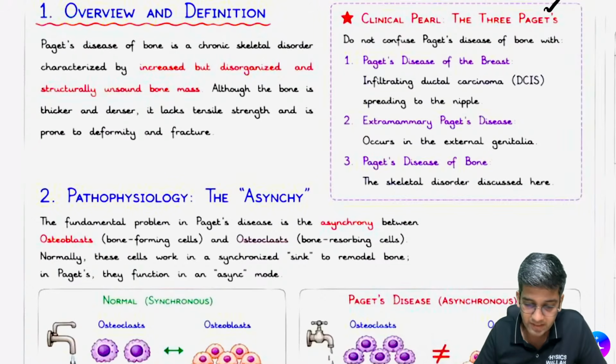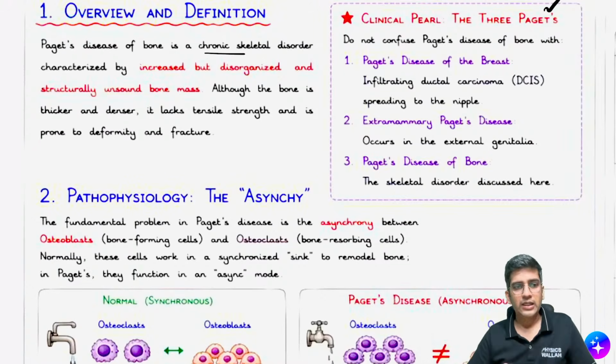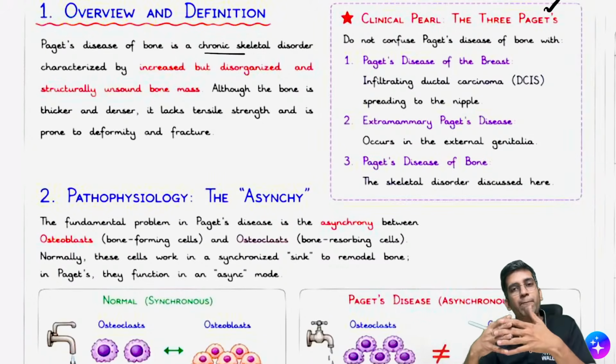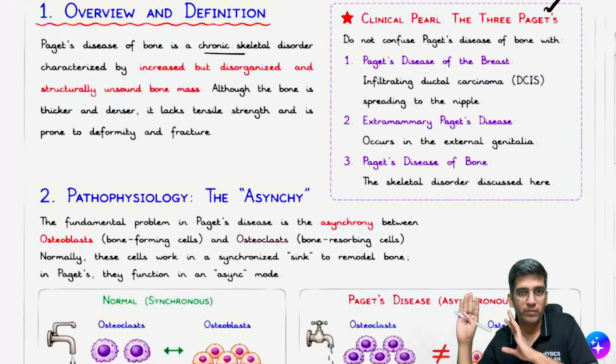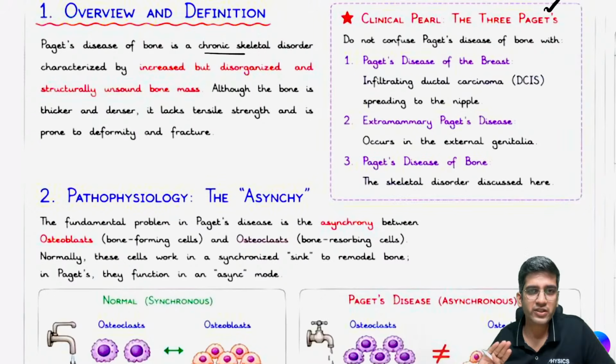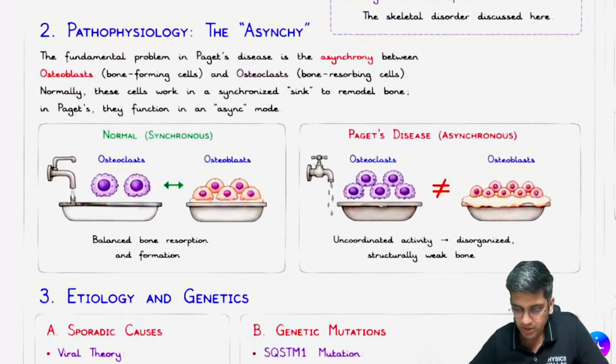Okay. Paget's, what happens? A chronic disorder. The only problem, and the easiest way to remember Paget's, is that normally osteoclast and osteoblast bind to each other and function uniformly. Osteoclast removes, osteoblast lays down. They have a proper synchrony. But here there's an asynchrony. That's a problem, right? So what happens here?